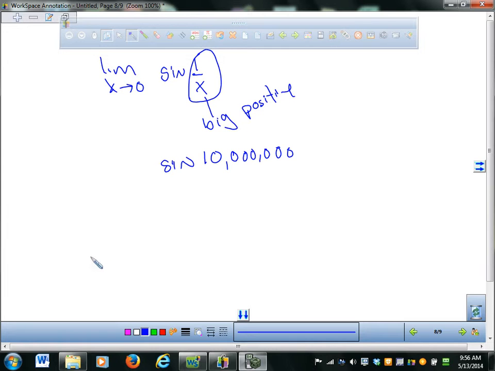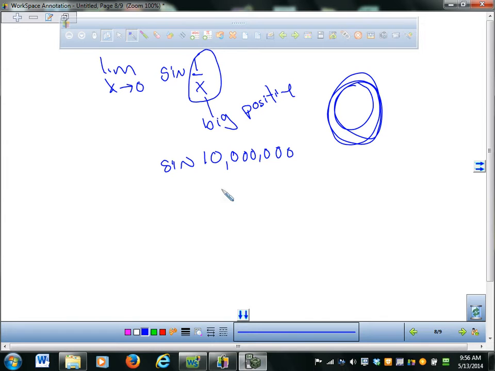Could I take the sine of 10 million? Yes, I'm just going around this unit circle lots and lots of times. But what does sine never get bigger than or smaller than? It never gets bigger than 1 or less than -1.